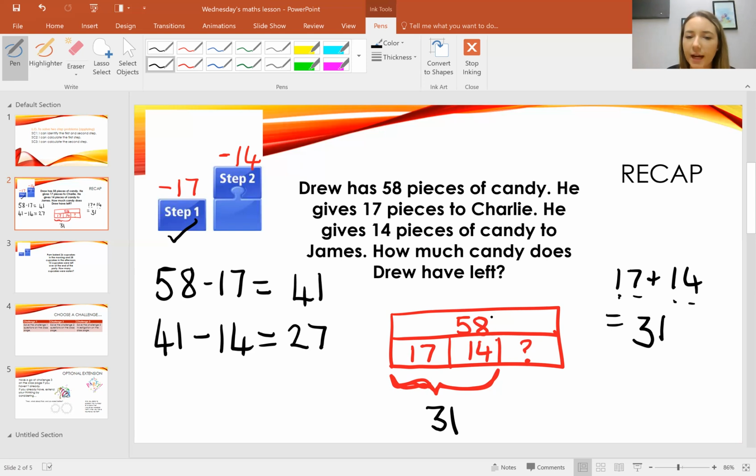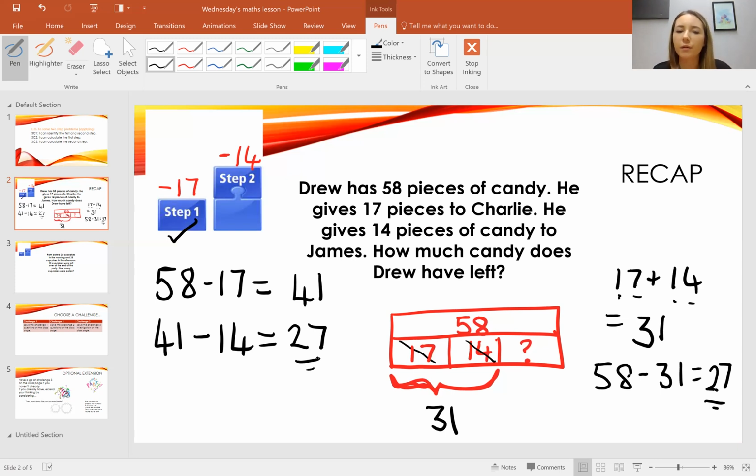And I'm going to do 58, take away these parts to leave me with this bit. So 58, take away 31. I know that 8 ones take away 1 one is 7 ones, and 5 tens take away 3 tens is 2 tens. So I've got my answer, 27. That's how many sweets Drew had left. So there's two ways of doing that. Doing it through a bar model or looking at the steps by drawing out the problem. It's up to you how you do that, which way makes more sense to you.